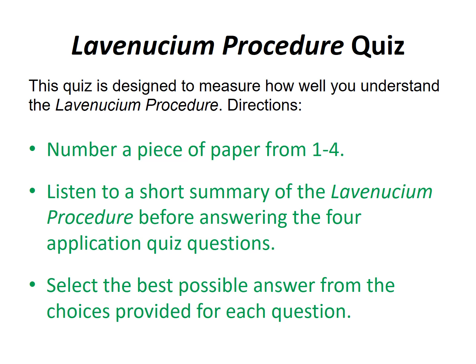The directions are simple. You'll number a piece of scrap paper from 1 to 4, and you'll listen to a short summary of the Lavanusian procedure before answering the 4 application quiz questions. These are all, by the way, selected response items, and you'll select the best possible answer from the choices provided for each question. So you might want to pause the video here and get a piece of paper out and something to write with and number it from 1 to 4.